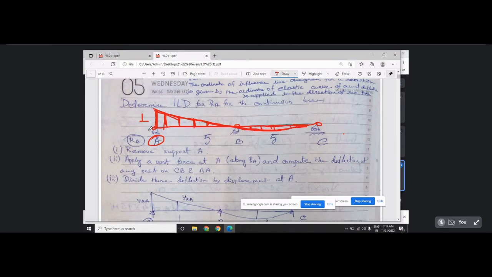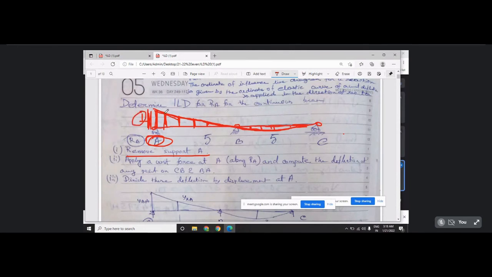How? Let us come to this problem. So first remove support A. I have to first remove the support A, and I have to give a unit force in the direction of RA. Give a unit force, not a deflection. So this will be the deflected shape. So what should be the deflection? I have to draw what the ordinates should be here. Unit force will be given, not unit displacement.